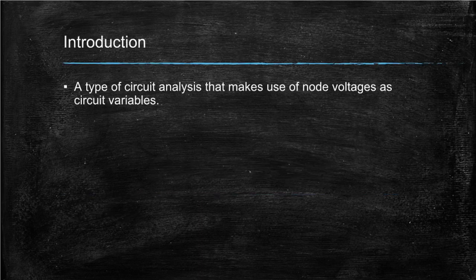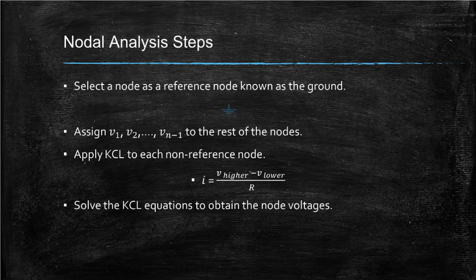Nodal analysis is a type of circuit analysis that makes use of node voltages as circuit variables. It is usually more convenient to use than the regular Kirchhoff's law analysis learnt previously. This is because it produces fewer equations. To use the analysis, follow these steps.